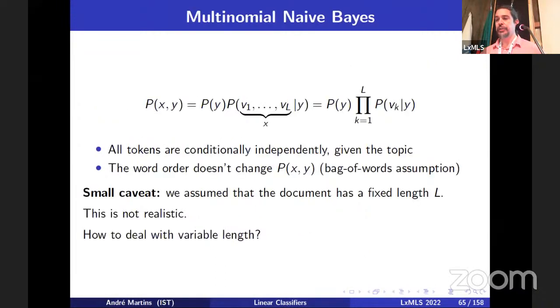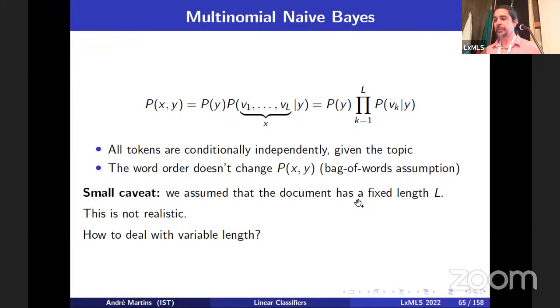Okay, so if you do that, then the joint probability of x and y can be written as the product of the prior probability on the labels times this product that comes from the naive Bayes assumption. And note also that this assumption assumes that the word order is not important. If you have a document with the same words but in different orders, if we are scrambling the words, then because we are just using the product of the probabilities, this is going to result in exactly the same distribution. So this is implicitly making this bag-of-words assumption.